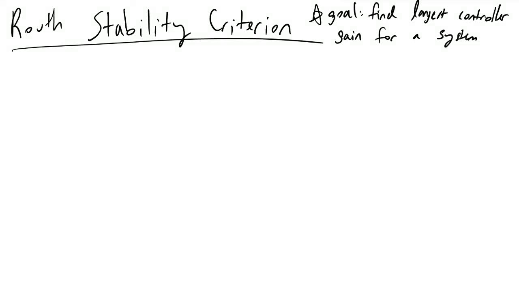The Routh Stability Criterion is a rigorous means by which a process control engineer can derive the largest possible gain for a controller that we're implementing. And why is this important? Well, when we are tuning our controllers that we're designing for a process, we want to know the limits of the stability that we can go to.